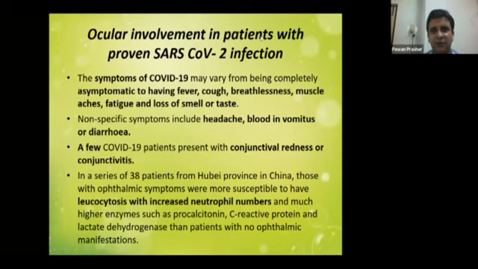A little bit about ocular involvement in patients with proven COVID infection. We all know COVID-19 patients may have a variety of symptoms. They may be asymptomatic, or they may have various symptoms like fever, cough, breathlessness, muscle ache, fatigue, loss of smell and taste, headache, diarrhea, and eventually they go into hypoxia and so on. But a few of these patients may present with conjunctival redness and conjunctivitis, and this is a study in China where they found that this subgroup has a leukocytosis with increased neutrophil numbers and higher levels of markers like procalcitonin, C-reactive protein, and so on.